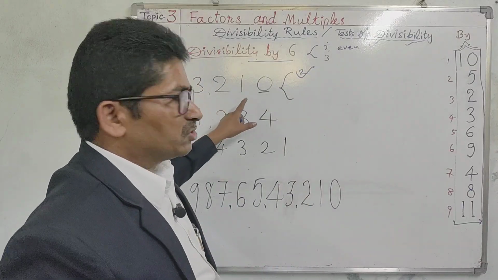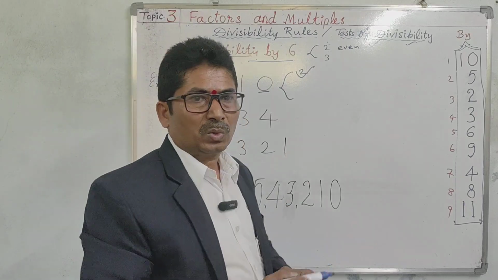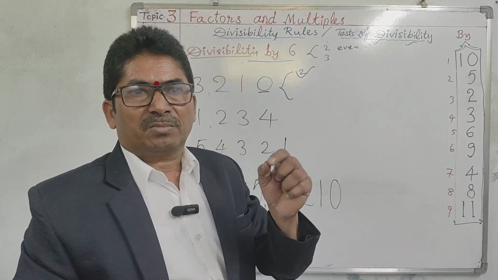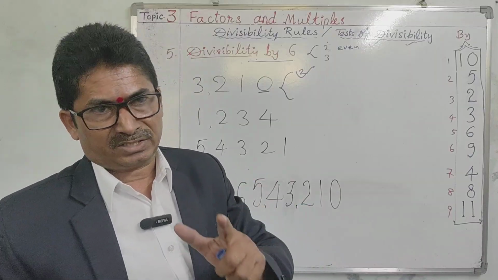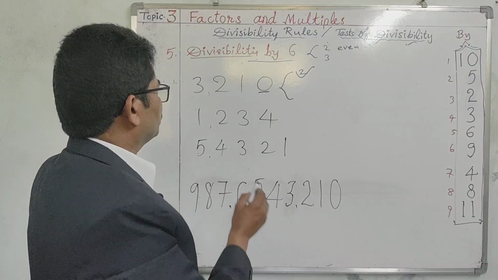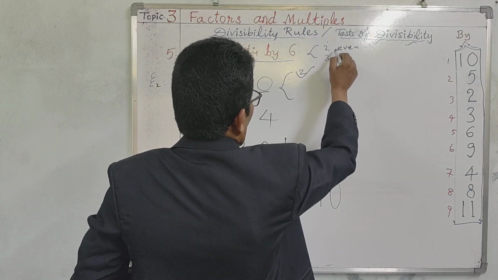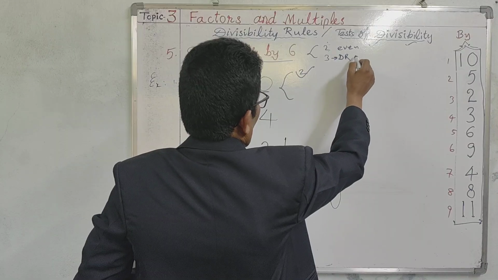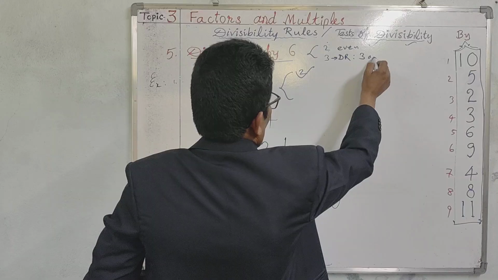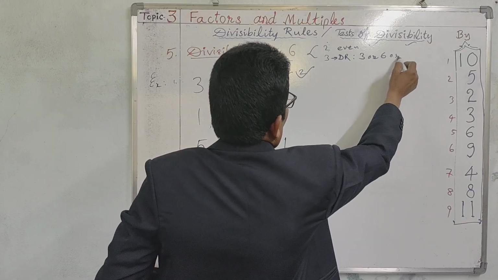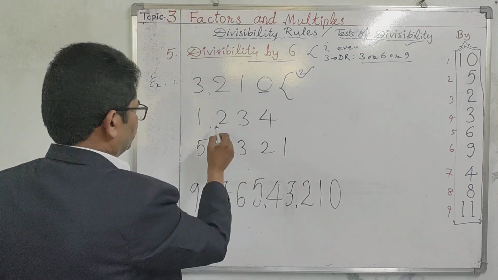Next, is this divisible by 3? We have to check. What is the divisibility rule of 3? If the digital root of a number is 3 or 6 or 9, then the number is exactly divisible by 3. We have to find the digital root. What do we have to get as the digital root? 3 or 6 or 9.